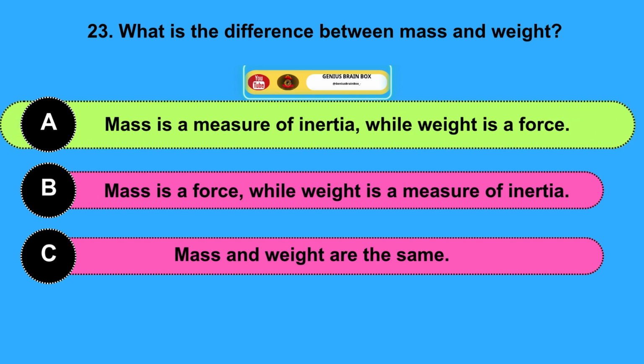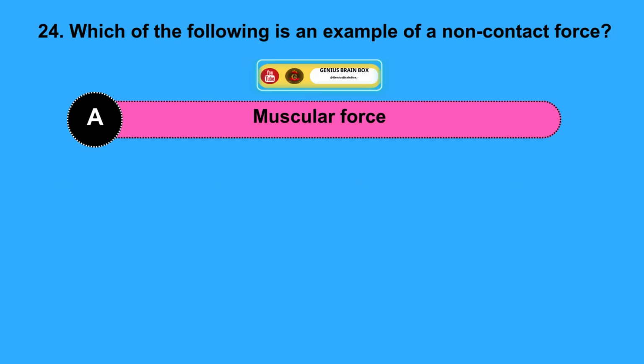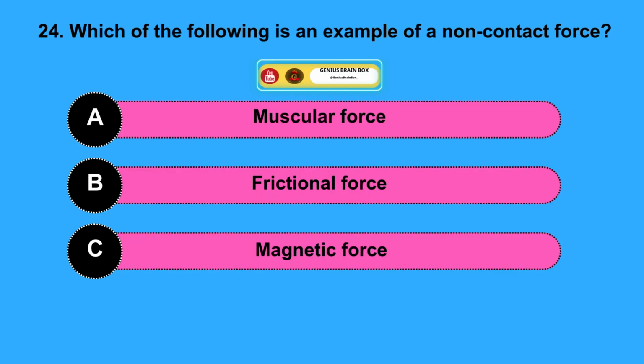Correct answer is A. Explanation is mass is a measure of the amount of matter in an object, while weight is the force of gravity acting on that mass. Which of the following is an example of a non-contact force? Option A, muscular force. Option B, frictional force. Option C, magnetic force.